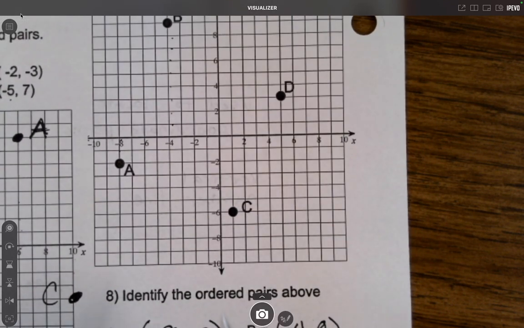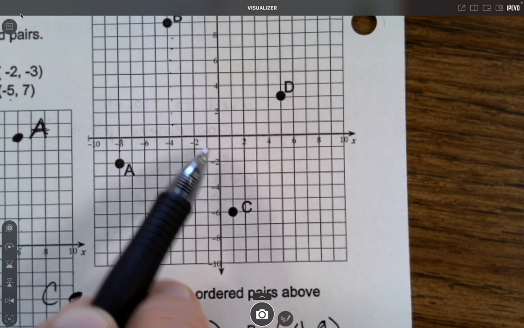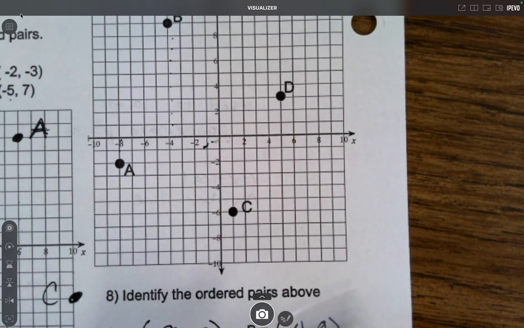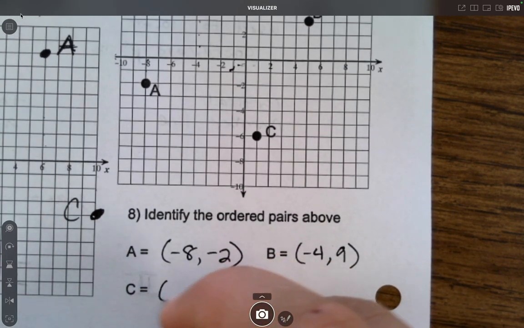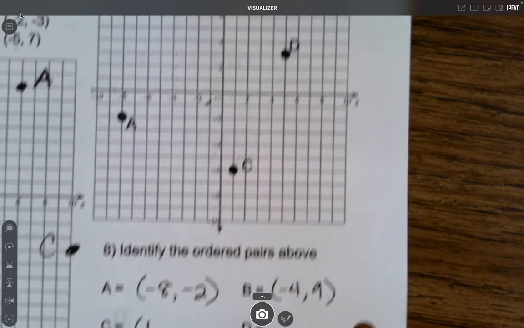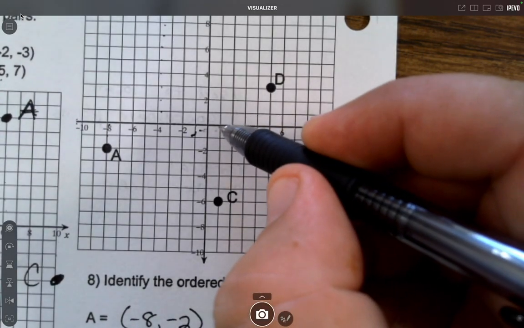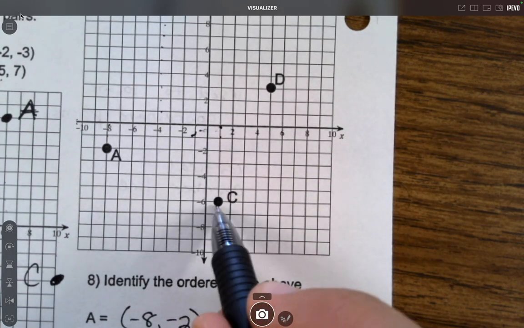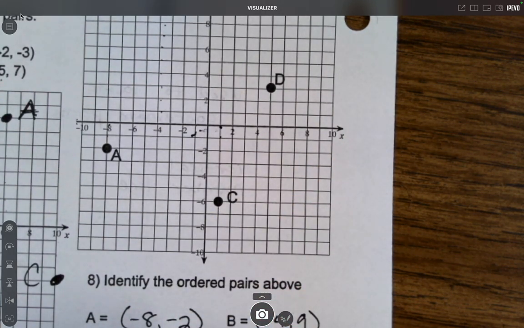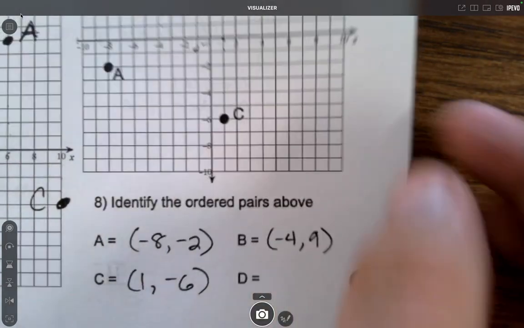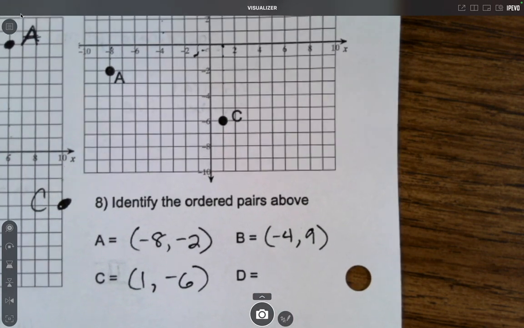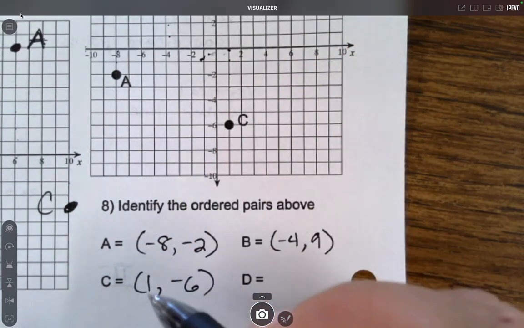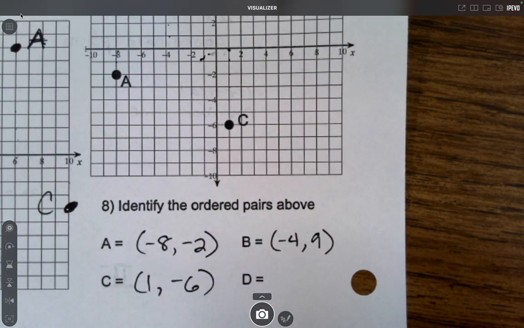Now for C, we have to go to the right. So we go to the right just 1. So it's at positive 1. We just go right 1, and we're lined up with C. So C's ordered pair begins with 1, because that's how far right we have to go to get there. Then from 1, we go down 1, 2, 3, 4, 5, 6. You can see it's aligned with negative 6. So negative 6 is our y value. So it's 1, negative 6.